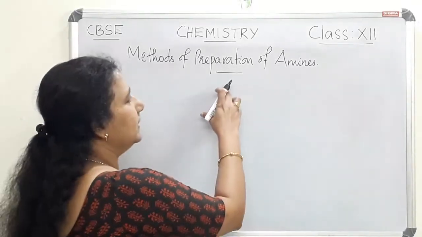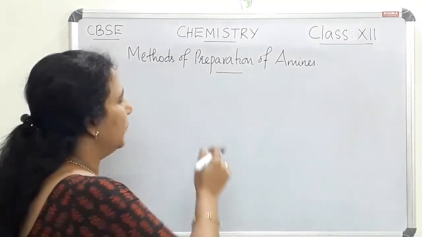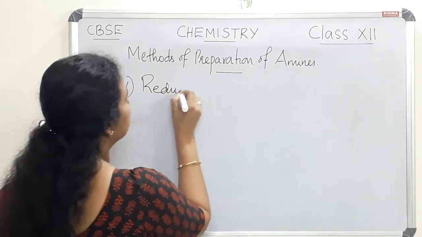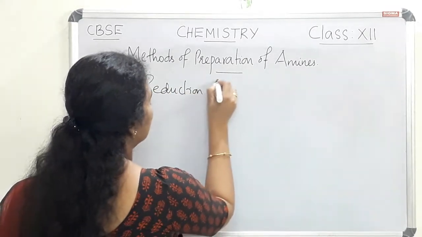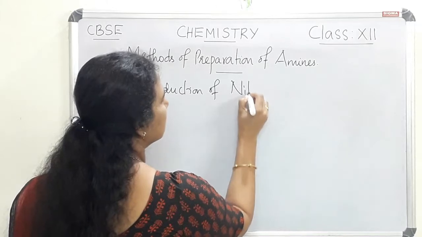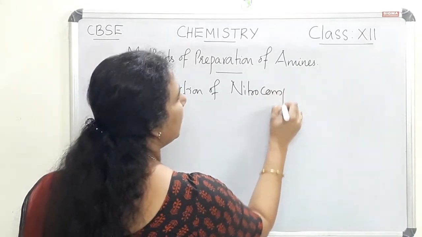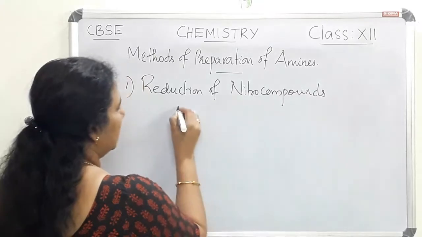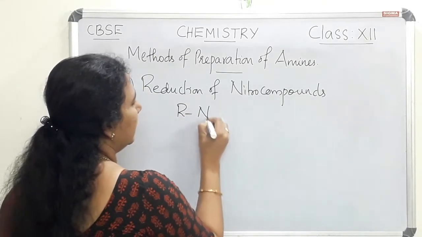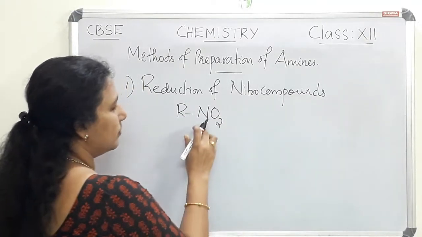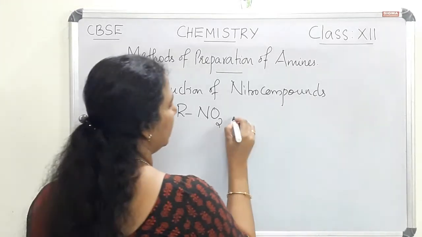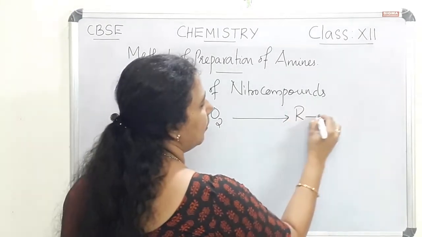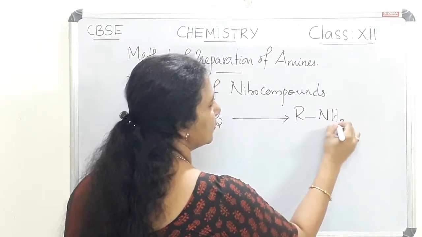Now let us learn the methods of preparation of amines. First method is reduction of nitro compounds. So nitro compounds can be reduced to amines. So let us write the general format RNO2. So this is the general format for nitro compound, which can be reduced to the corresponding amine RNH2.